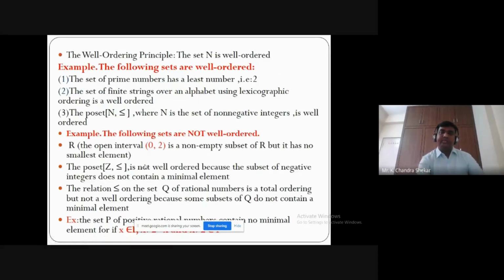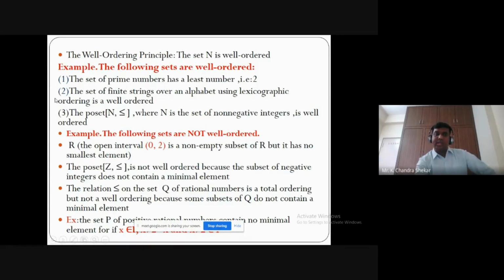So these are the examples. Now let me take the first one, the set of prime numbers. If I take a set of prime numbers, what are the prime numbers starting with? We start with 2. So when I take a set of prime numbers, I say 2, 3, 5, 7 and so on. Now I can't tell what is the maximum number because it is an infinite series. But I can tell what is the minimum number in that sequence. So the minimum number is 2 and that is contained in the set. So I can say that that particular set is well ordered.